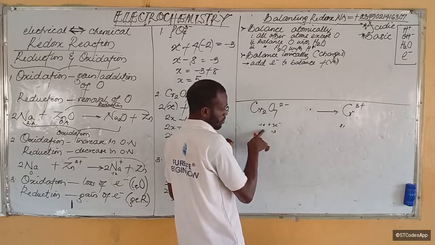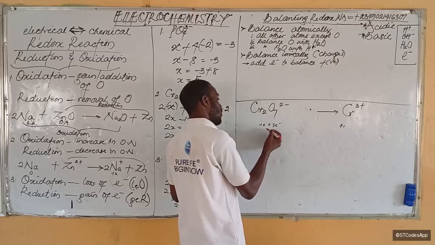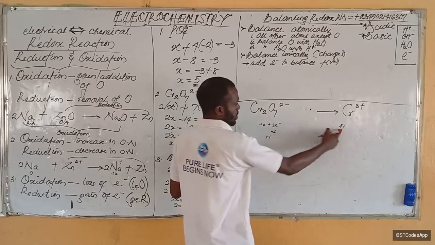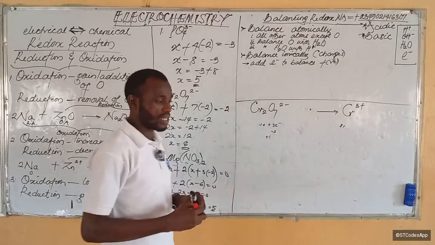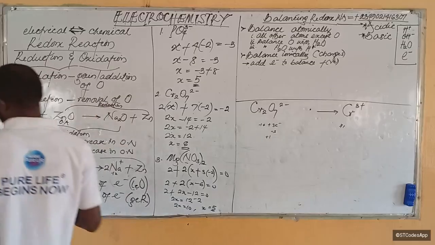So plus 4 minus 3, plus 3 minus 4, plus 4 minus 3, that's plus 1. So they are now equal. Is it clear? So that's the way we balance charges.